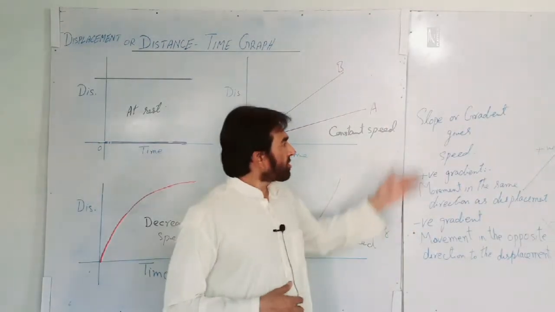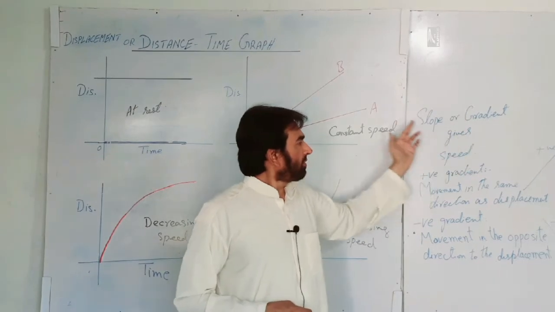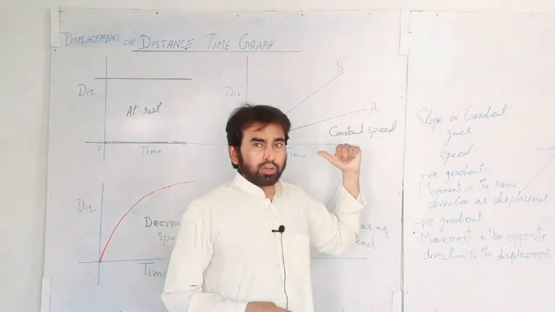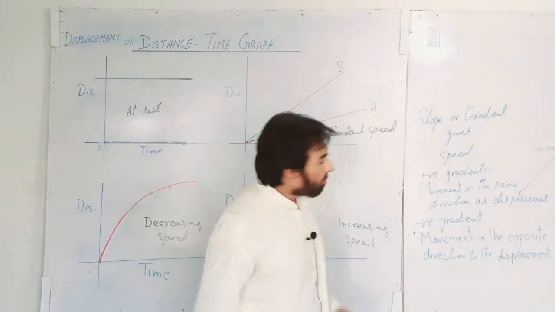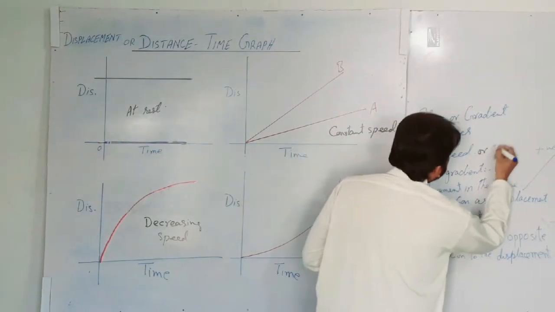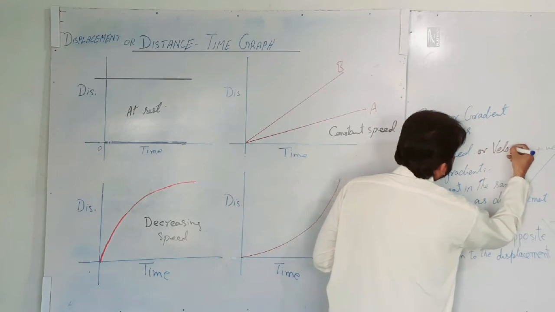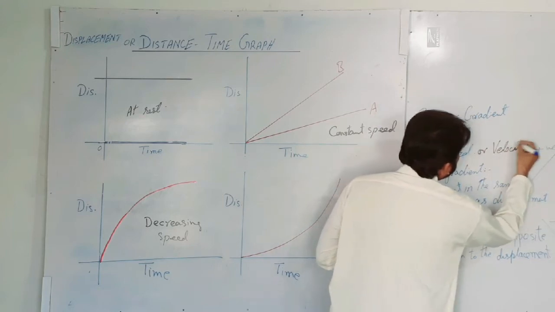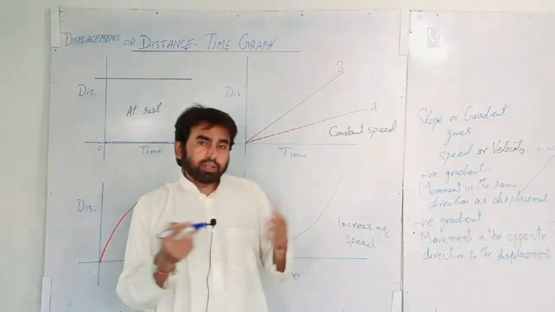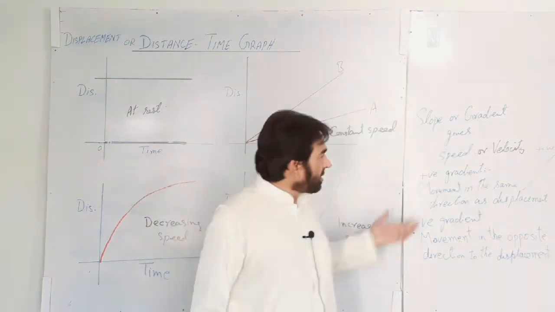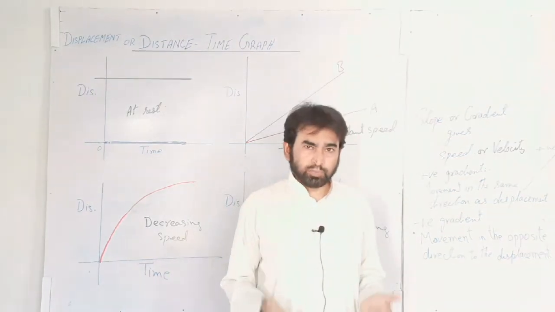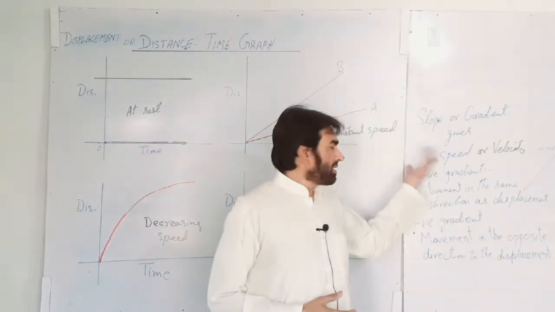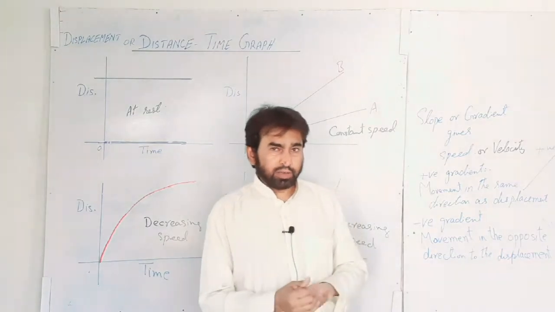You can see that the slope or gradient of the distance time graph or displacement time graph gives you the speed or velocity. If you are considering a displacement time graph, then obviously we will say velocity. If we are considering it as a distance time graph, then we will say speed. Only this is the main difference.